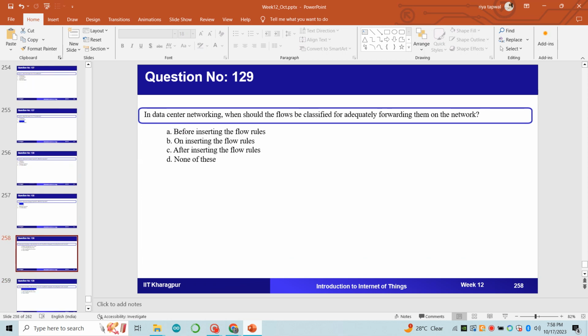Okay, ma'am. Next question is, in data center networking, when should the flows be classified for adequately forwarding them on the network? Options are before inserting the flow rules, on inserting the flow rule, after inserting the flow rule, none of these. Anyone? So correct option for this is before inserting the flow rules.